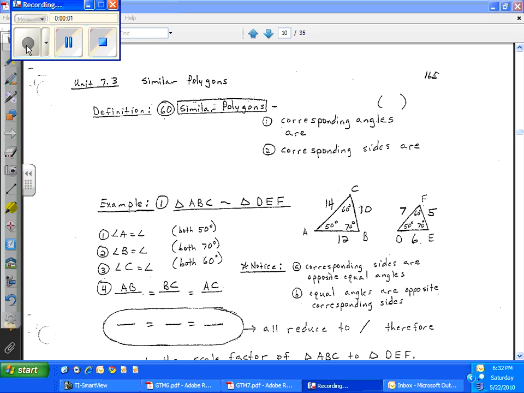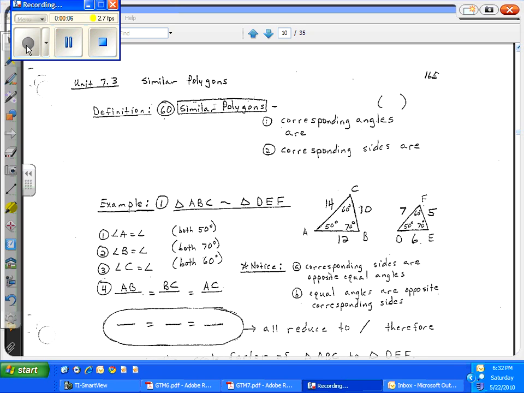Unit 7.3 is similar polygons. Similar means same shape. If you recall, congruent was same size, same shape. The thing that made them the same shape was the fact that corresponding angles are equal. So the little symbol for similar was that squiggly.